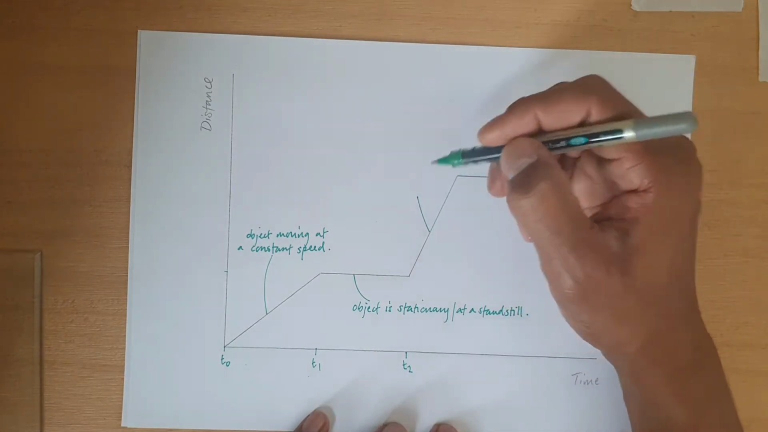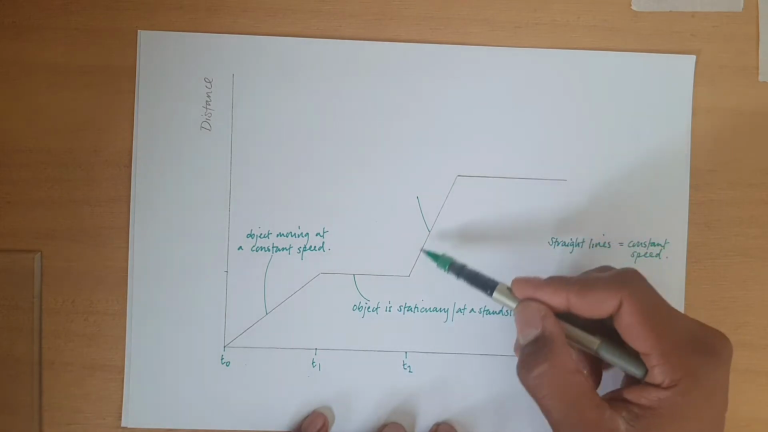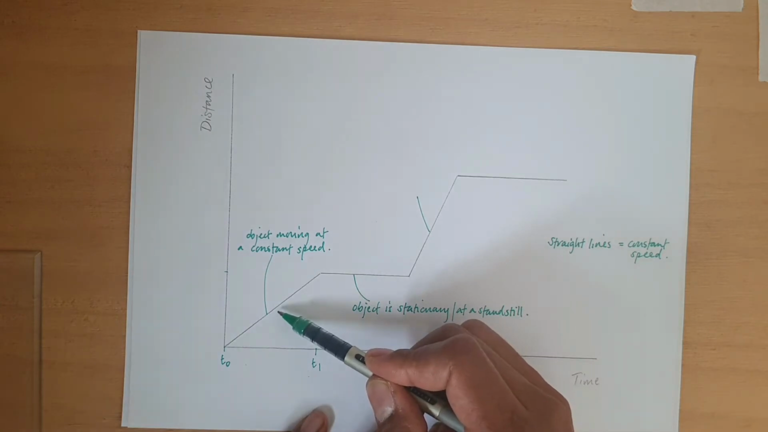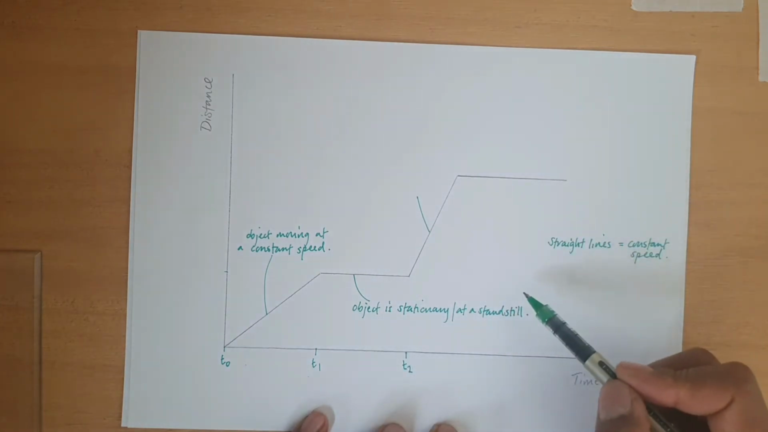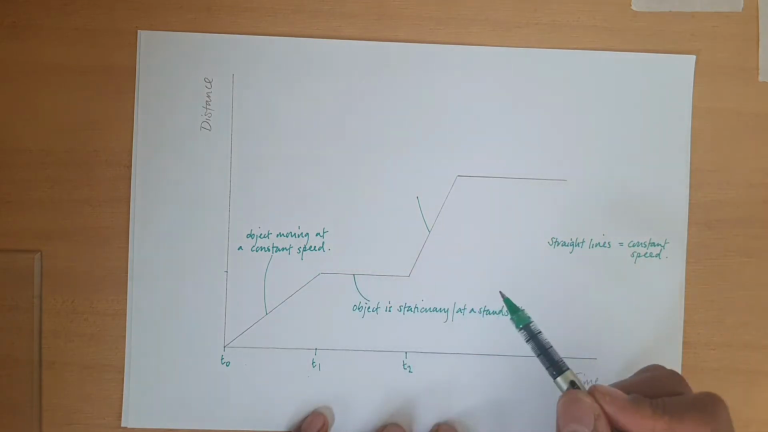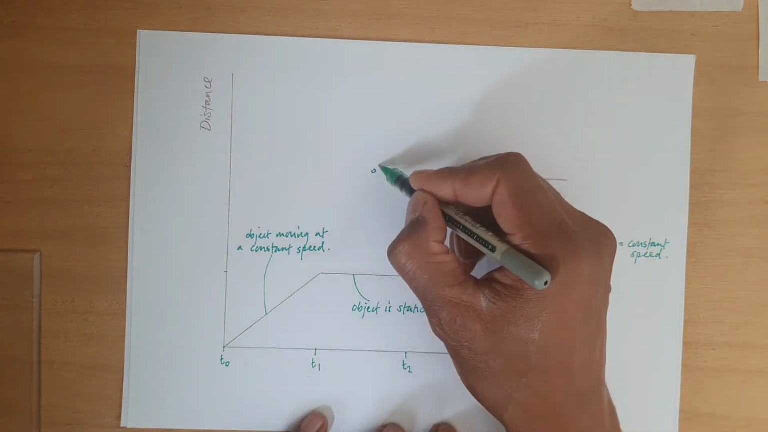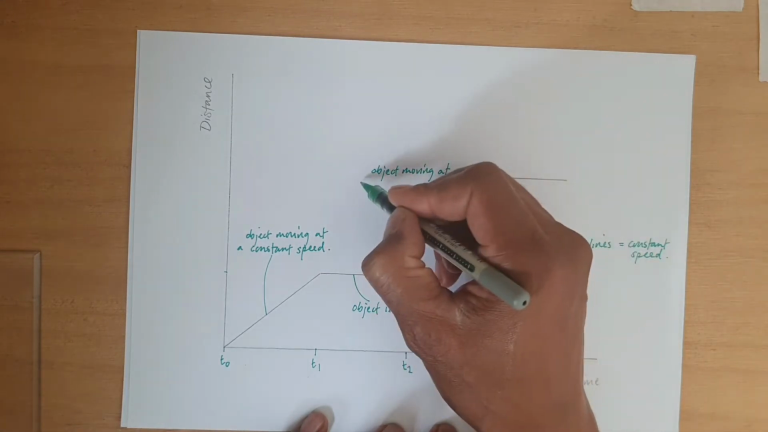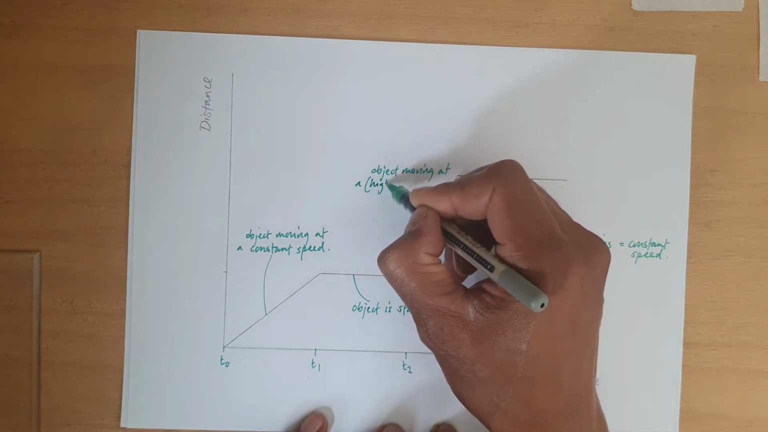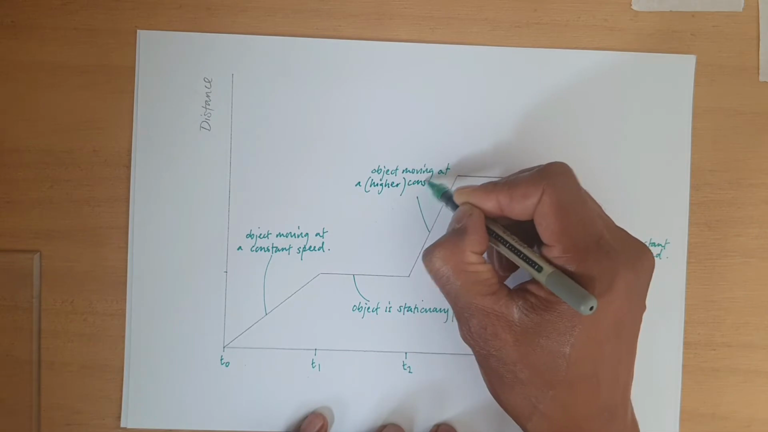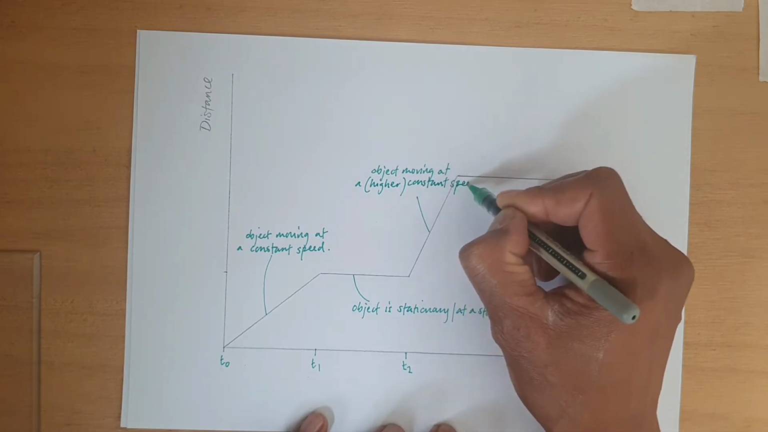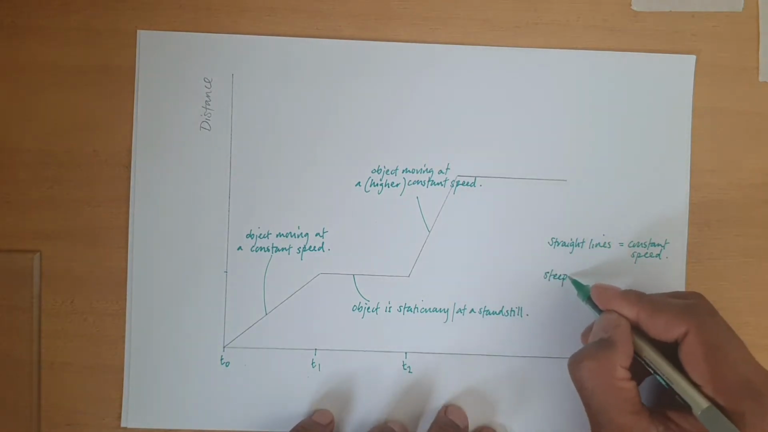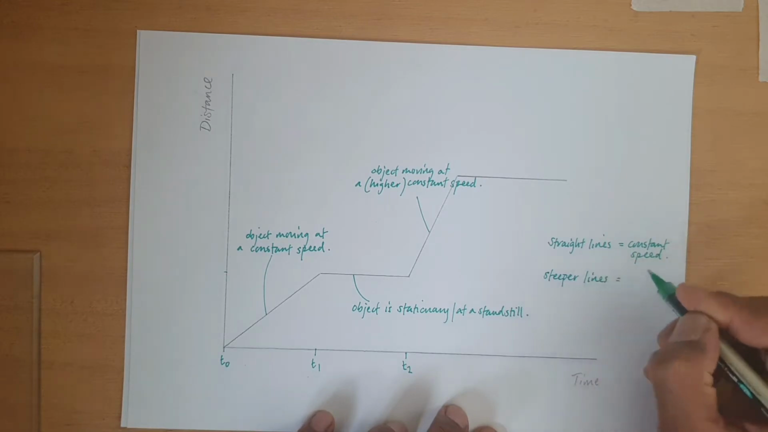This third line here is also showing an object that's moving at a constant speed because it's straight. But this line is steeper than this line. Lines that are steeper show objects moving at higher speeds. So I'm going to write this line is an object moving at, in brackets, higher constant speed. I'm going to write here steeper lines equal higher speed.